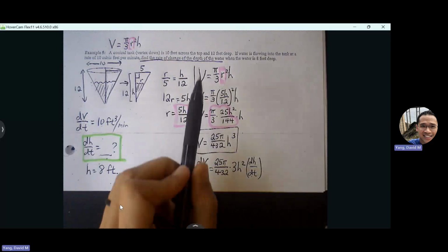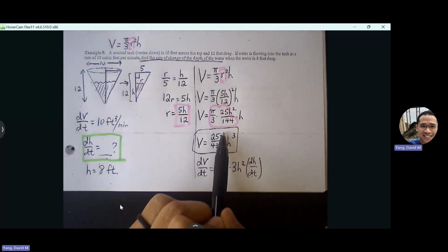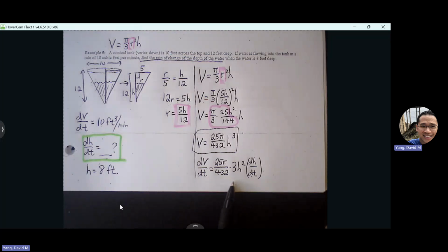Okay, that's the hardest part. The hardest part is getting to this volume equation, getting it cleaned up, getting to the derivative, and now everything is just plugging in and solving for our missing variable.